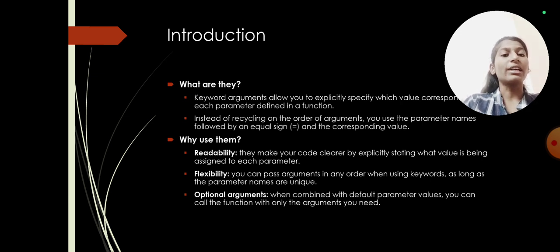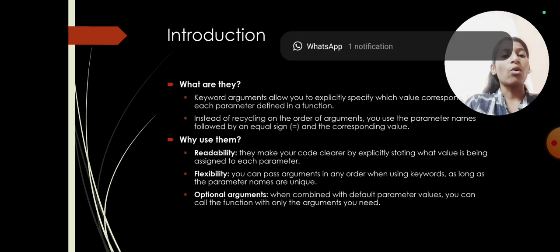What is readability in Python programming? They make your code clearer by explicitly stating what value is being assigned to each parameter. Flexibility: you can pass arguments in any order when using keywords as long as the parameter names are unique. Optional arguments: when combined with default parameter values, you can call the function with only the arguments you need.